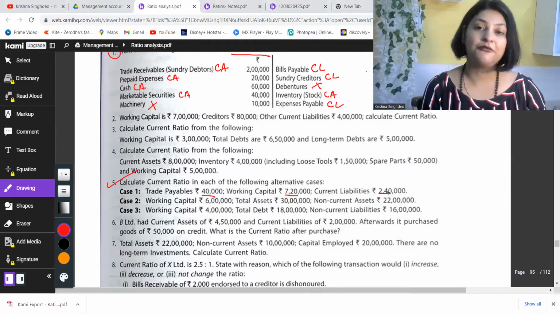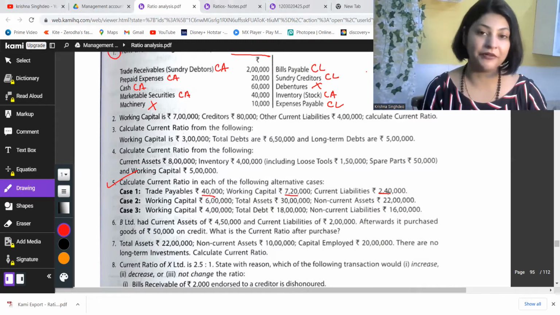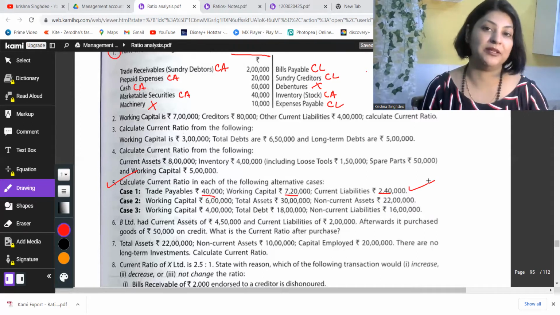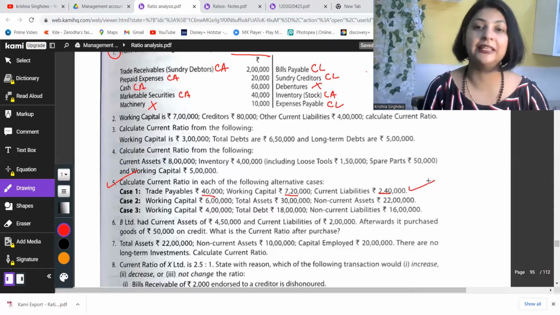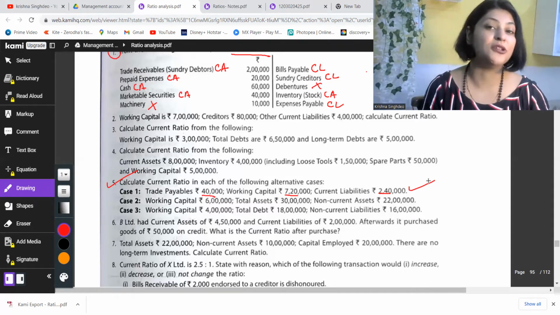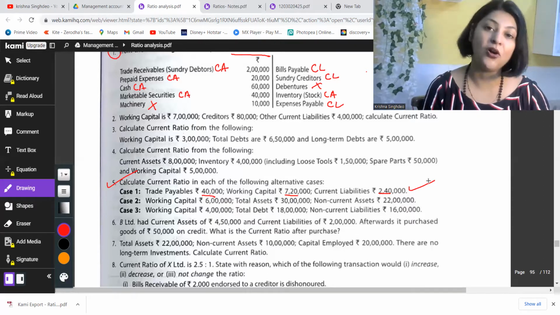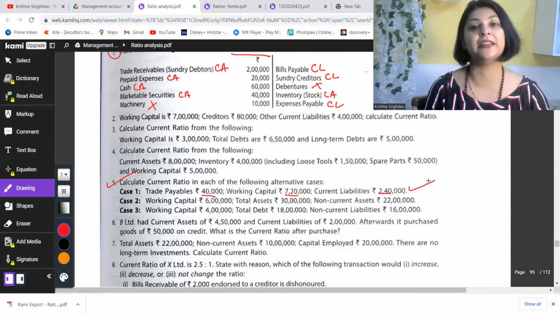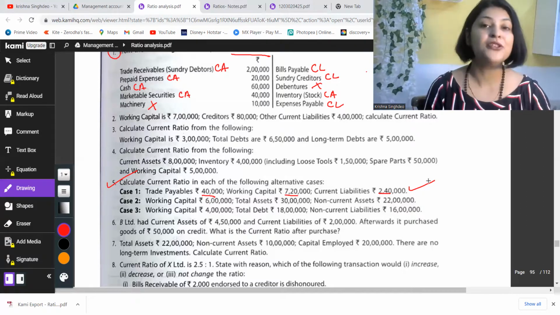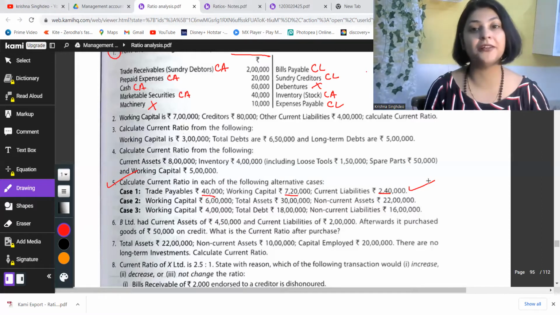Now let's see, 40,000 is given to you as trade payable and current liabilities are also given to you as 2,40,000. What is to be done with trade payable? Sometimes students get confused. They think that trade payable also needs to be included in current liabilities, and they use this information. Whereas this information is just given to confuse you. It is not going to be used in our solution anyway, because under current liabilities, trade payables are already included. So this trade payable of 40,000 is already included in 2,40,000. So you simply have to ignore it.